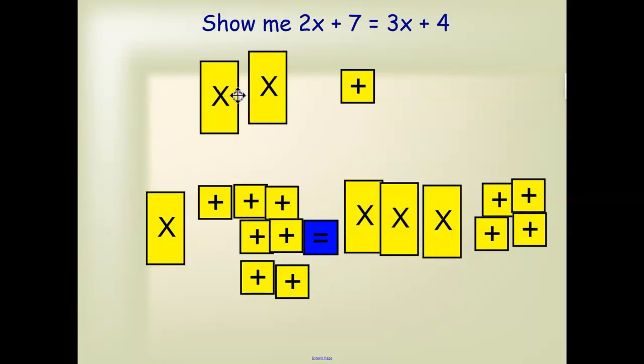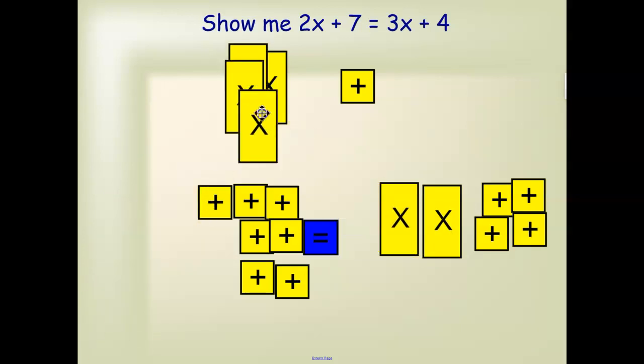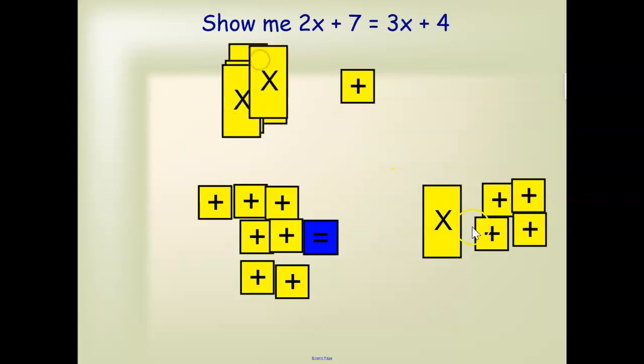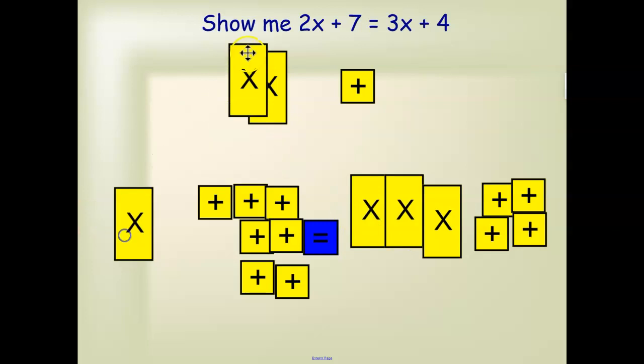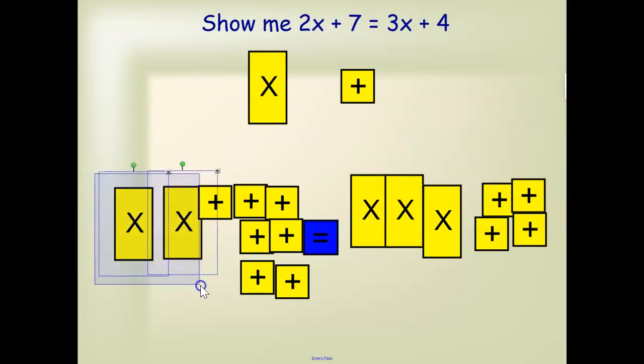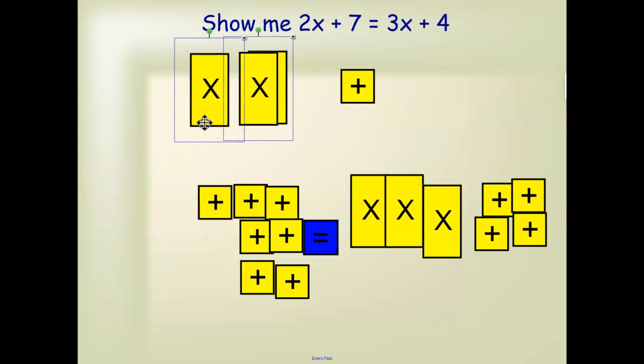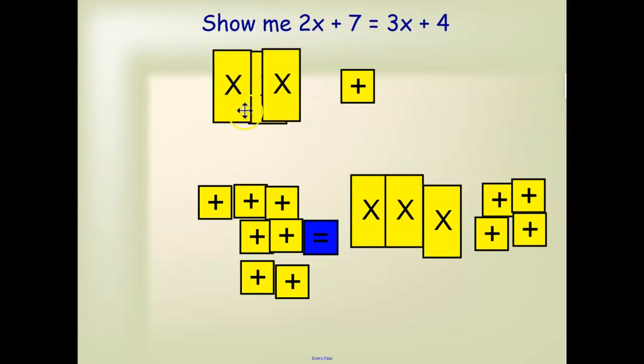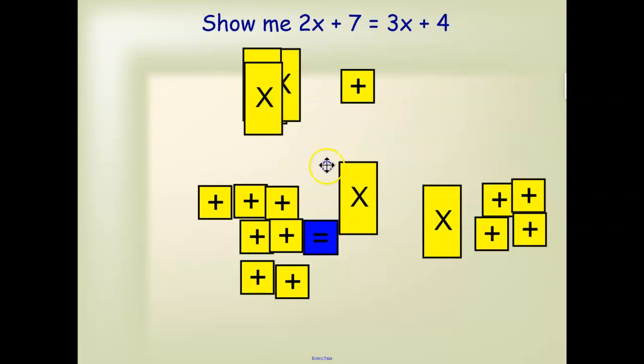If I minus 2x from both sides, I'm left with 1x over there, and that's pretty cool. If I try to minus 3x from both sides, I can't. And I'd end up with a negative x situation over there, which I don't really want. So I'm going to go with my original plan of minusing 2x from both sides.